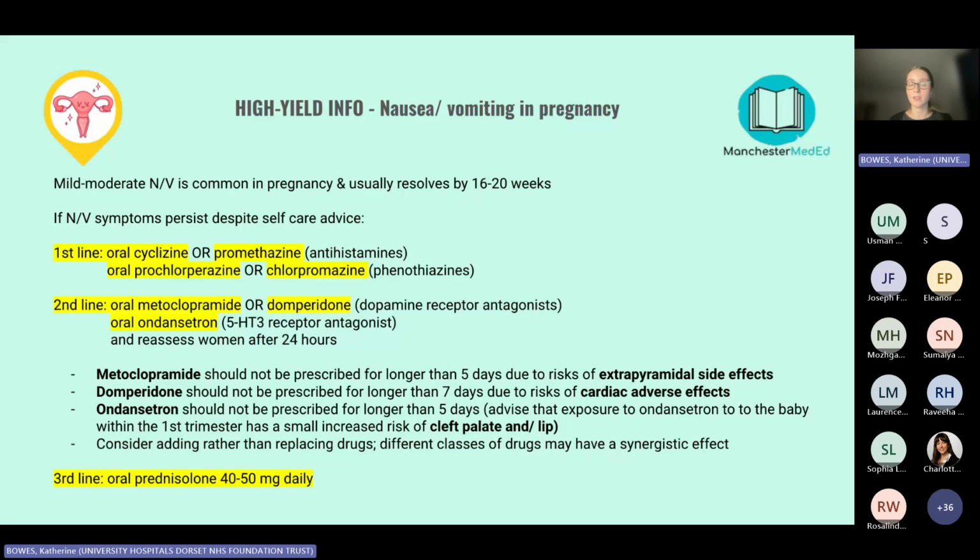With domperidone, there's a risk of cardiac adverse effects. And ondansetron specifically, if a pregnant lady is prescribed ondansetron, you need to be counselling about the risk of cleft lip or cleft palate. It's a small increased risk, but that would be something key to mention to the pregnant person. And then third line would be a course of oral steroids. Of course, this whole slide is assuming that they can take medication orally, and some people will need admission to hospital for nausea and vomiting in pregnancy to be rehydrated and receive antiemetics through a cannula. Okay.